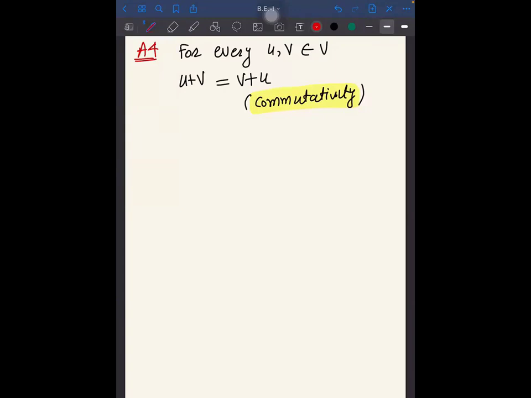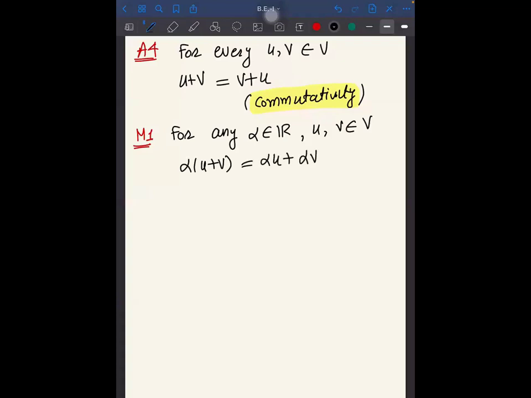So we call it, the first one is M1, that is what? For any alpha belonging to R, that means a real number, and your u and v belonging to the vector set V, alpha times (u plus v) will be alpha u plus alpha v, right? It should hold, okay, every time.